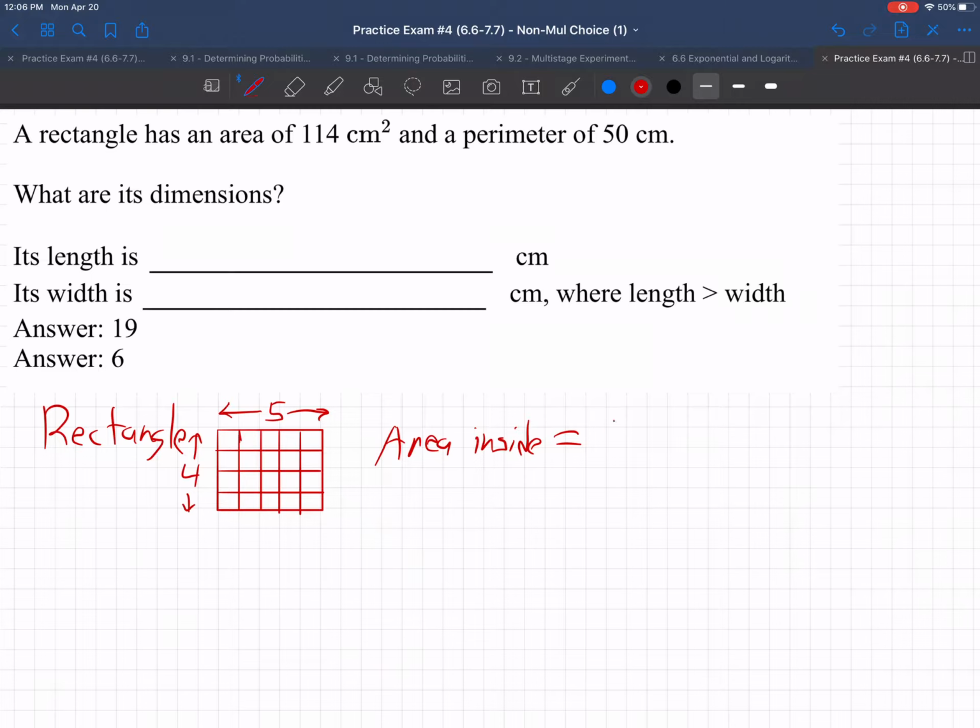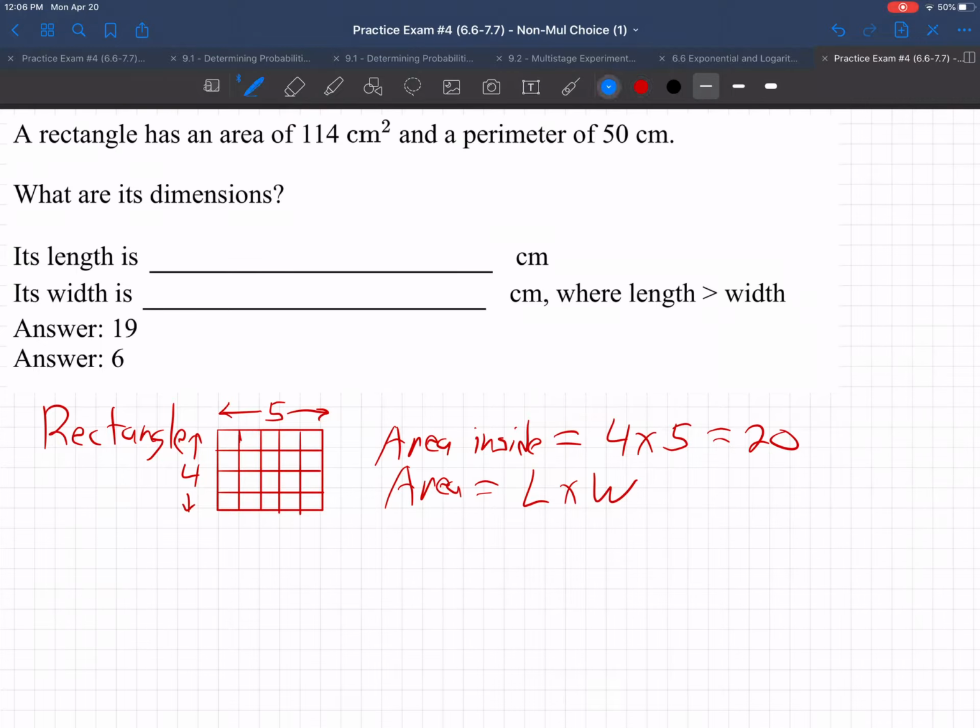Well, it's just 4 times 5. You just multiply, right? Because there's 5 columns of 4 or 4 rows of 5, whatever you want to say. So the area of a rectangle is just length times width, isn't it? It's just one side times the other. That's the space inside. There's a total of 20 squares inside.